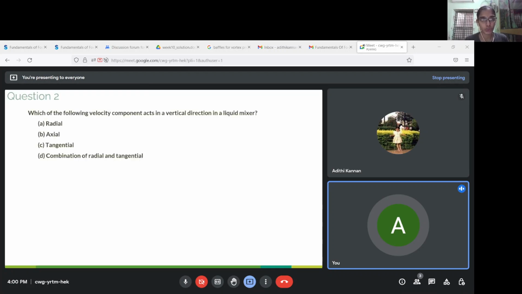Moving on to question 2, which of the following velocity components acts in a vertical direction in a liquid mixer? A. Radial velocity component, B. Axial velocity component, C. Tangential velocity component, and D. A combination of radial as well as a tangential component.